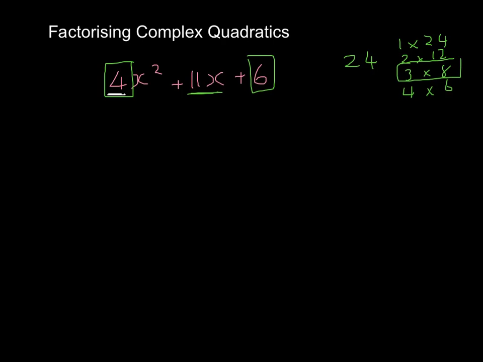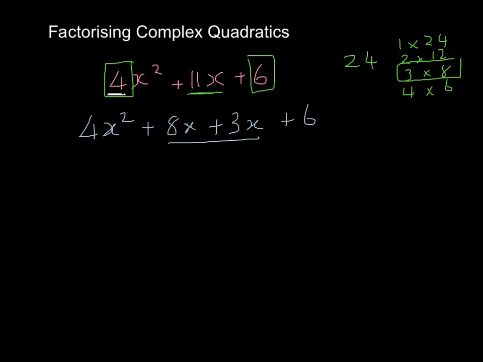So I'm going to change 11x into 8x plus 3x. I'm going to put the 8 first because an 8 usually goes with a 4 and a 3 goes better with a 6. So I'm going to rewrite this now as 4x squared plus 8x plus 3x plus 6. Can you see how I've just rewritten that 11x?